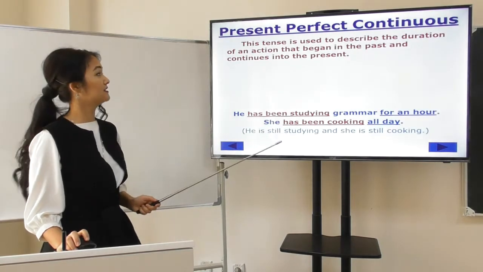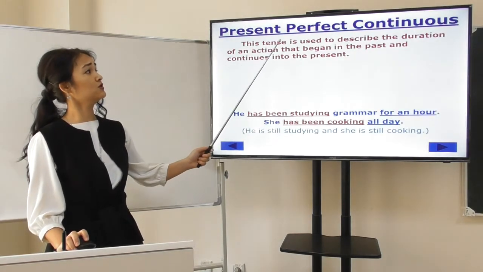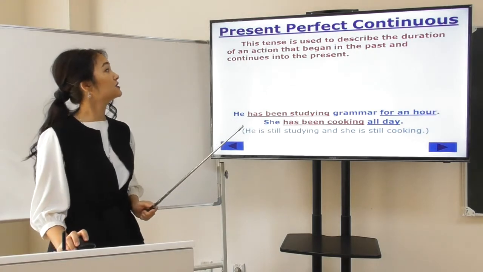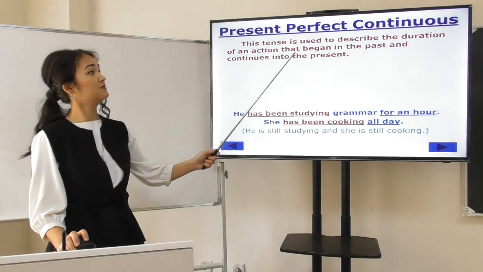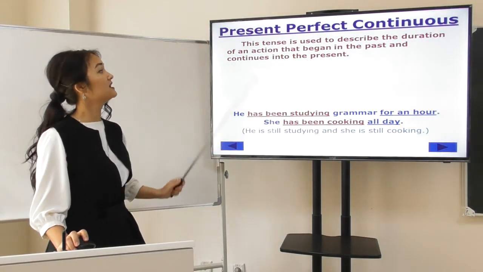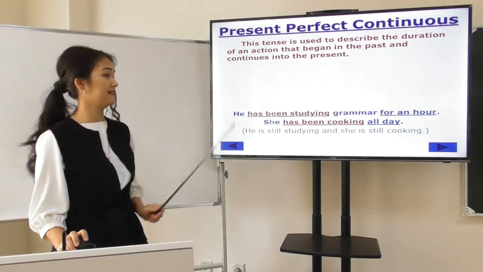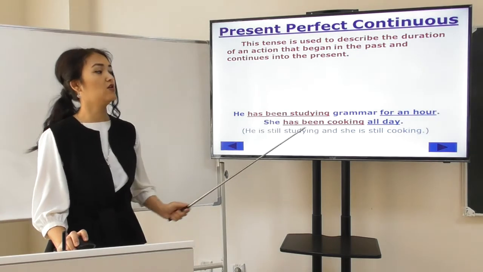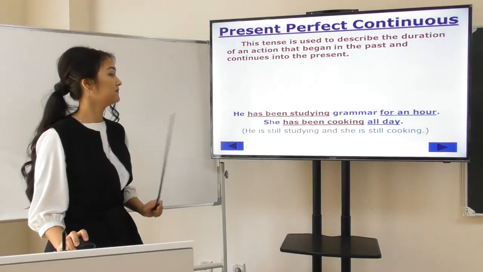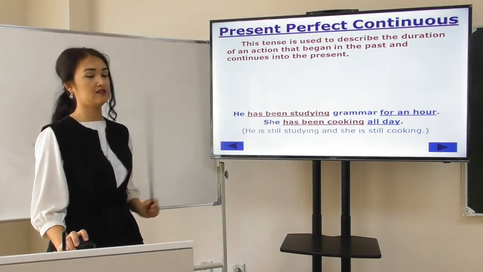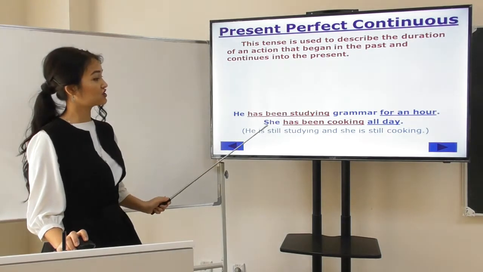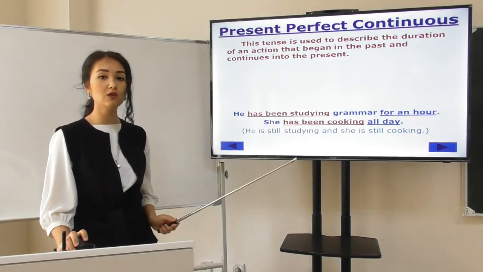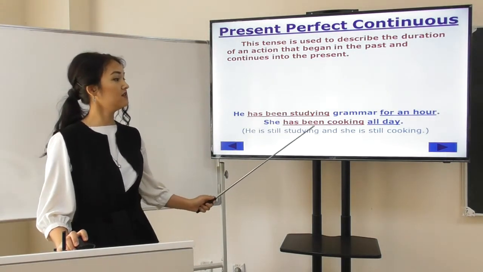The next, present perfect continuous. This tense is used to describe the duration of an action that began in the past and continues into the present. For example, he has been studying grammar for an hour. Has been studying. And the next, she has been cooking all day. Has been cooking.